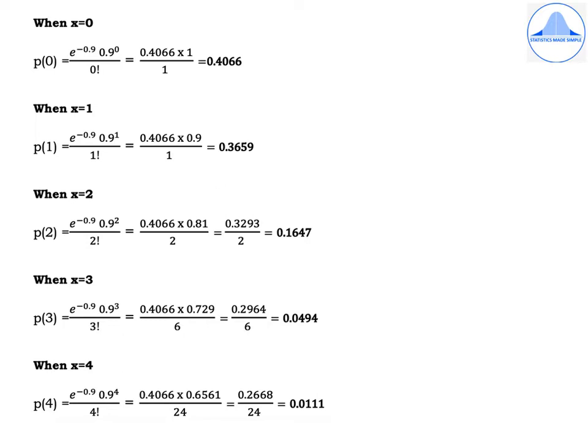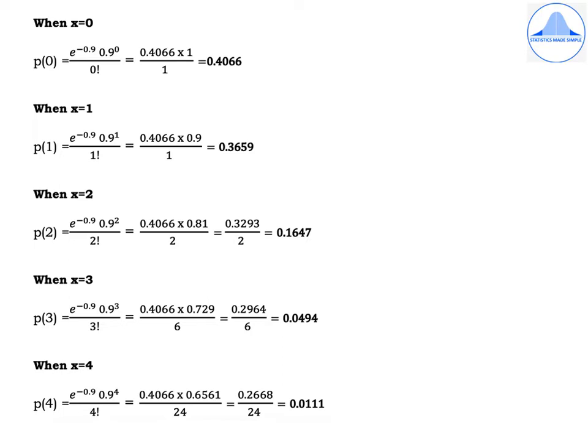Similarly, when x is 2, you get P of 2 equal to e to the power minus 0.9, 0.9 to the power 2 divided by 2 factorial, which is equal to 0.4066 into 0.81 by 2, which is equal to 0.3293 divided by 2, which is equal to 0.1647. When x is equal to 3, we get P of 3 equal to e to the power minus 0.9, 0.9 to the power 3 divided by 3 factorial, which is equal to 0.4066 into 0.729 divided by 6, which is equal to 0.2964 divided by 6, which is equal to 0.0494.